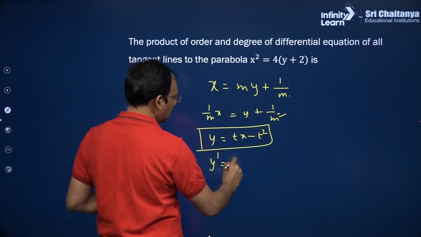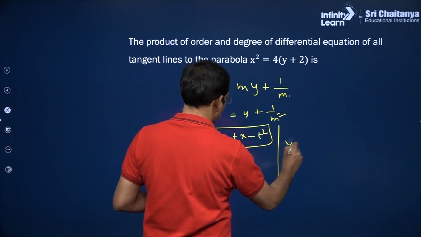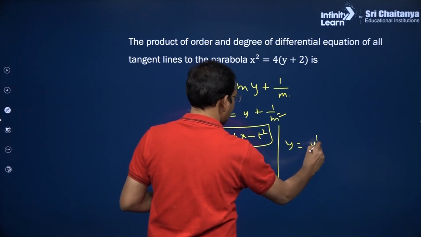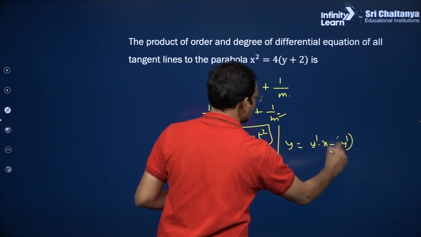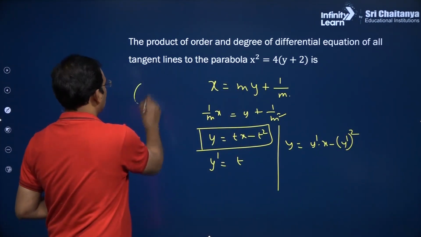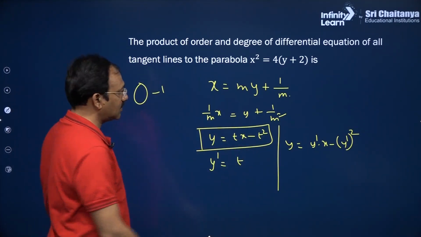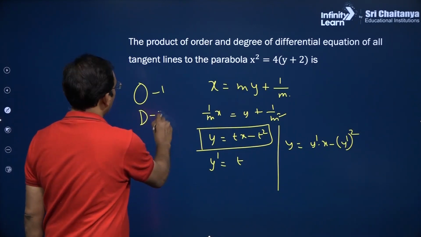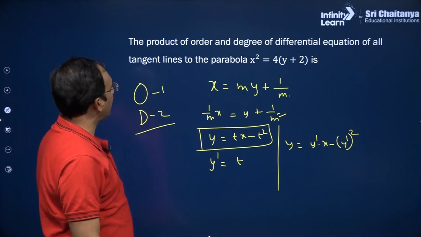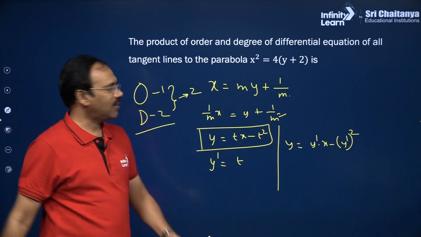Y dash is equal to t, that is it. So, eliminate t, you are going to get y is equal to y dash into x minus y dash square. Clearly, there is a single parameter, so order 1. So, degree, all the powers of derivatives are natural numbers, so degree is 2. Okay. Then he is asking the product of order and degree, 1 into 2, product is 2, my dear friends.